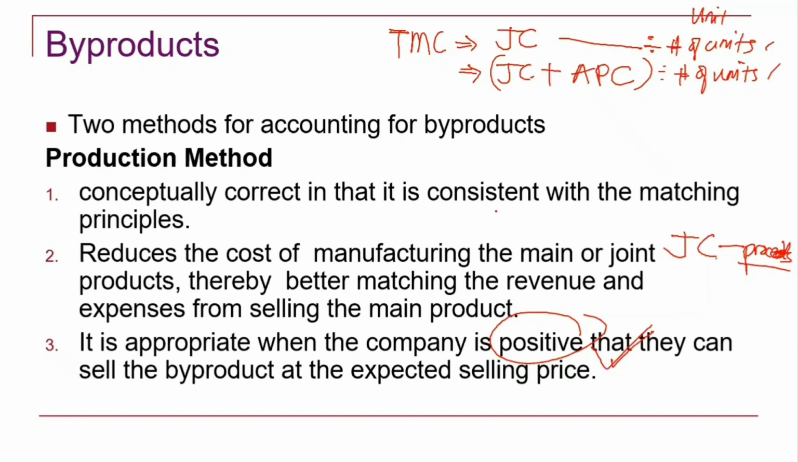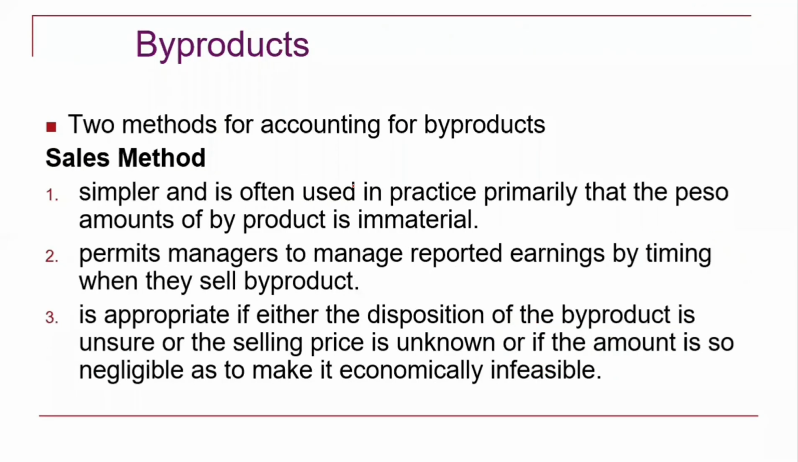Anyways, going back. So, sa byproducts ulit tayo. So, production method, napag-usapan na natin na the company is positive that they can sell the product at the expected selling price. Pero sales method naman po tayo. Mas simple siya kasi kung kailan lang nabenta, tsaka mo lang siya i-recognize. The reason is because the byproduct is immaterial, yung amount niyan. Pero syempre, pag matching ang pinag-uusapan, si production method yung okay.